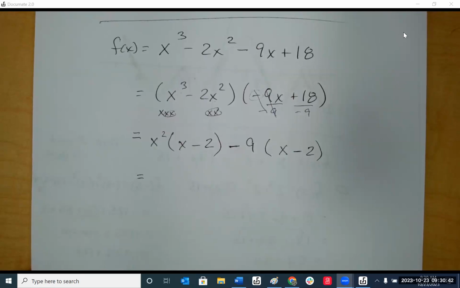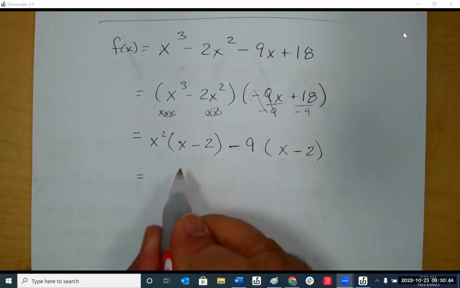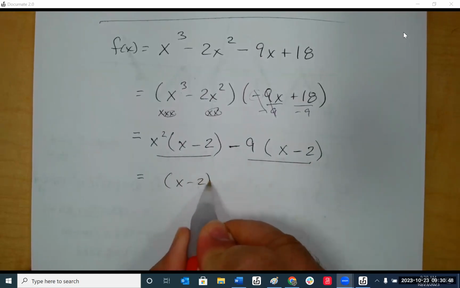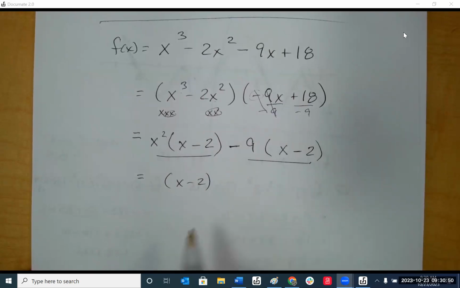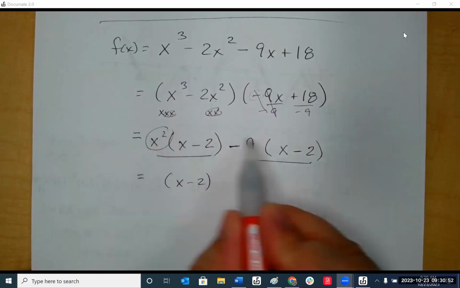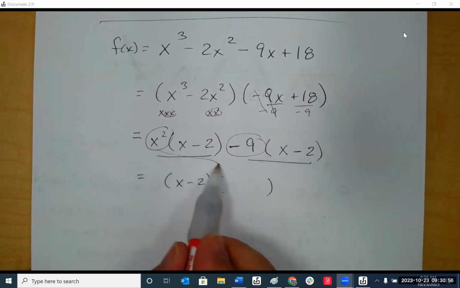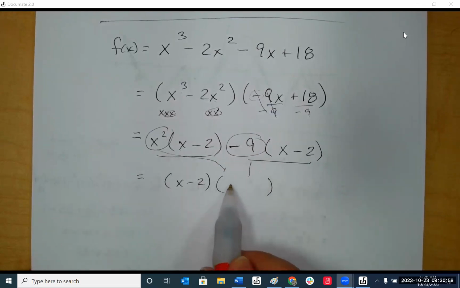Now, what do they have in common? Yep, these two terms both have an X minus 2. That means the coefficients of those go inside their own parenthesis. We have X squared minus 9.